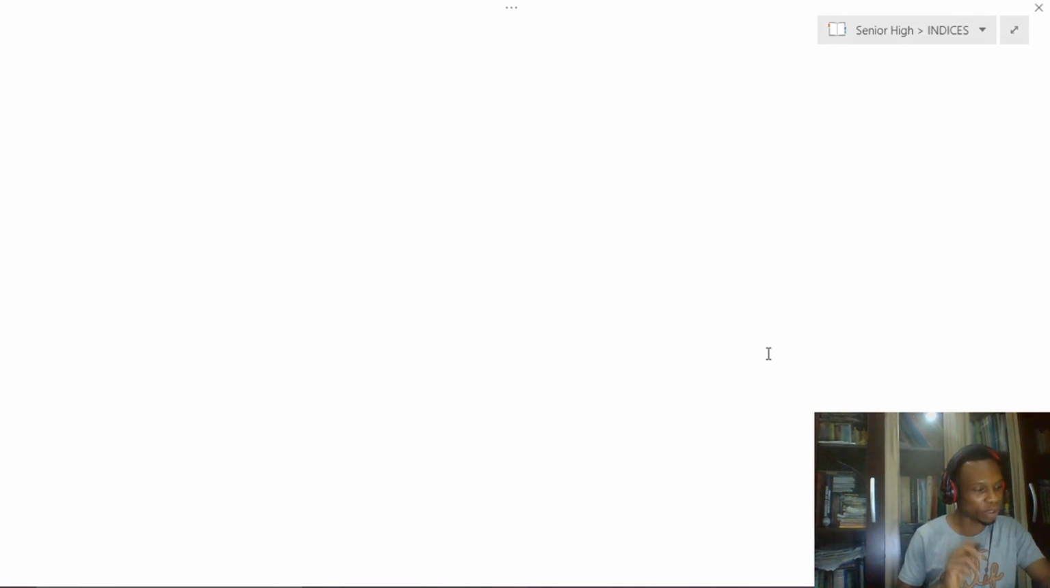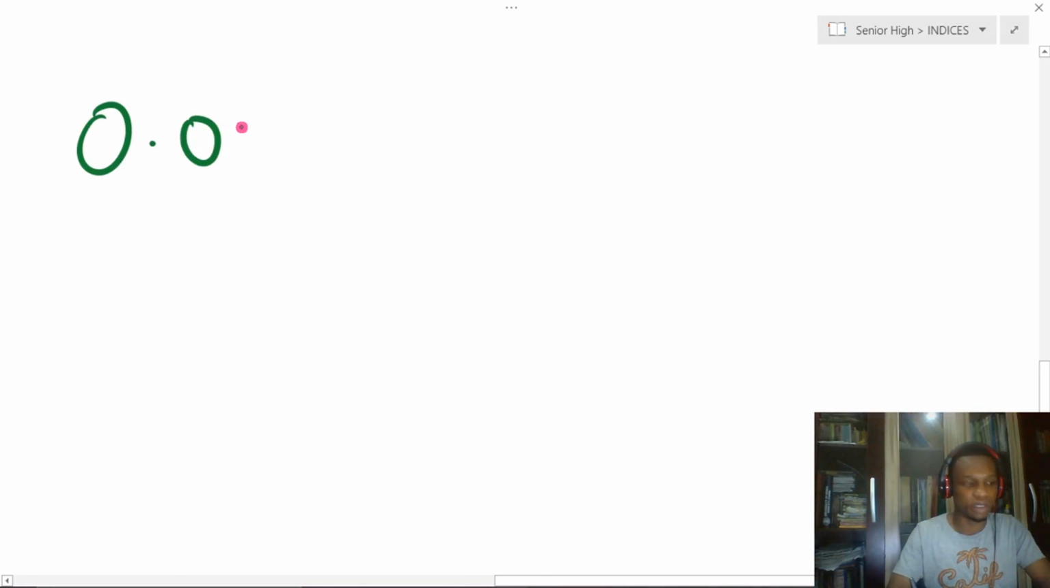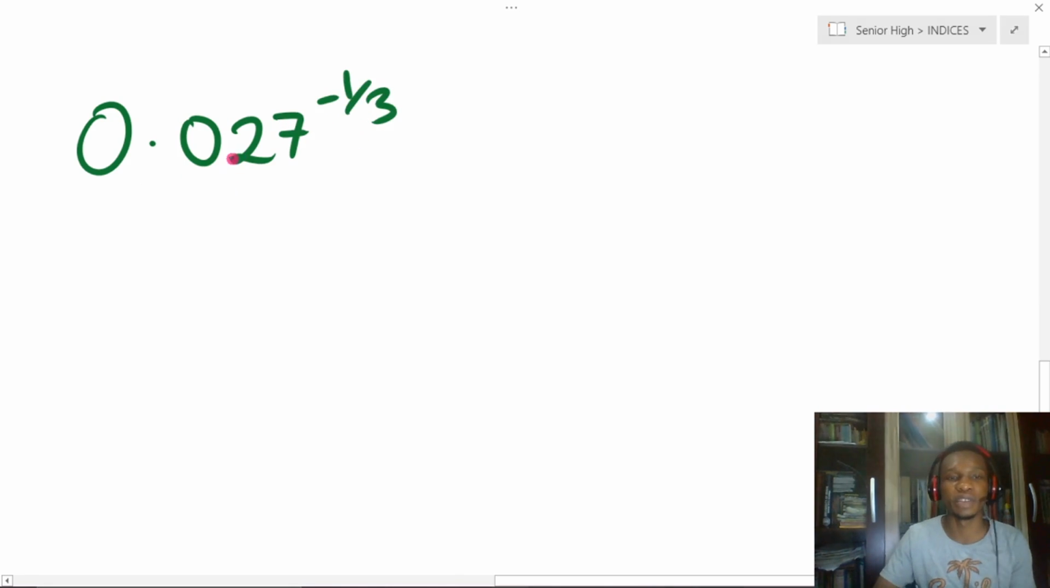Okay, let me take two questions, because I've seen one that looks a little bit interesting. What about this one? If they give you this question to solve, 0.027 raised to the power minus 1 over 3. Okay, let's solve this question. Now this is a decimal number having an index raised power minus 1 over 3. Now how do you solve this?